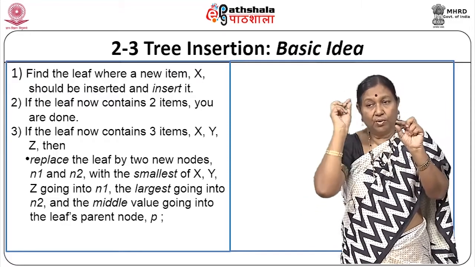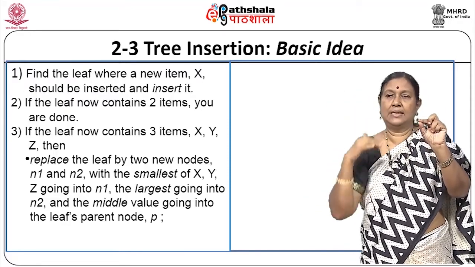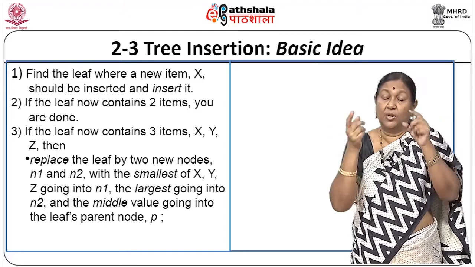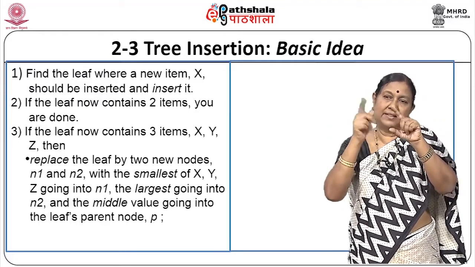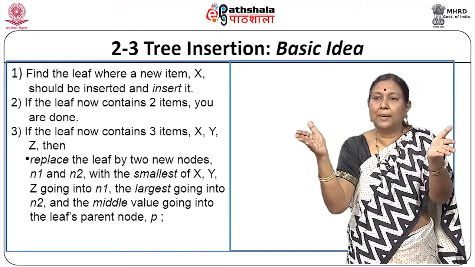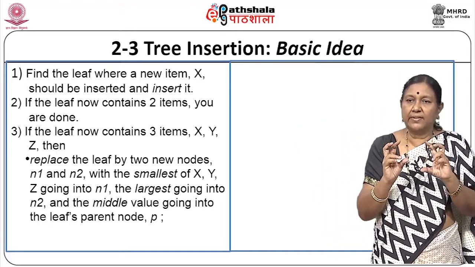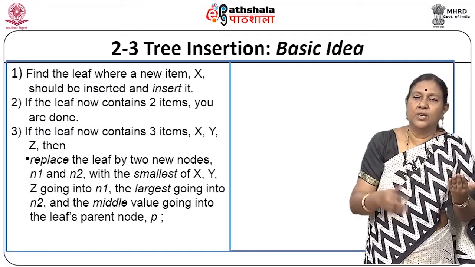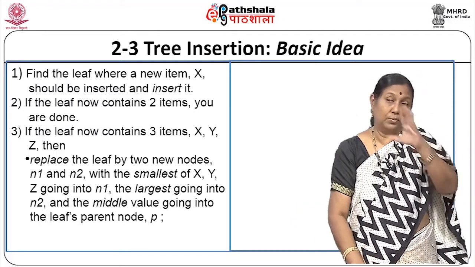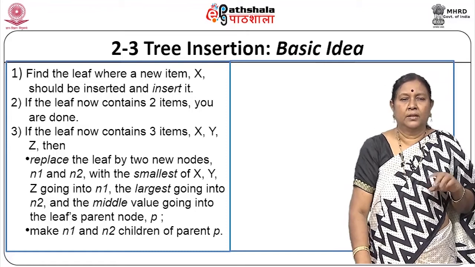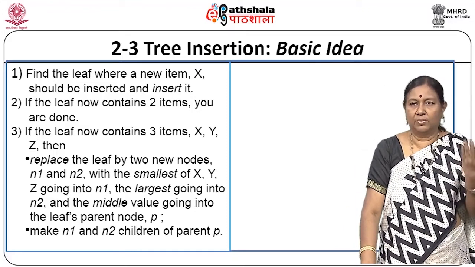Now, if you only had 1 child previously, this addition will not cause a violation. Now, suppose that had 2 children, then there is a violation, and again you have to do this split. Actually what you have done is you split the leaf node, instead of it having 3 values, you are splitting it to having 1 and 1, with 1 going up. So, make n1 and n2 children of the parent p.